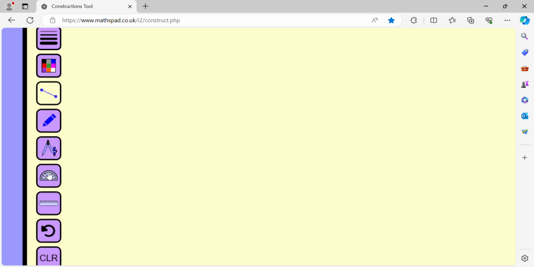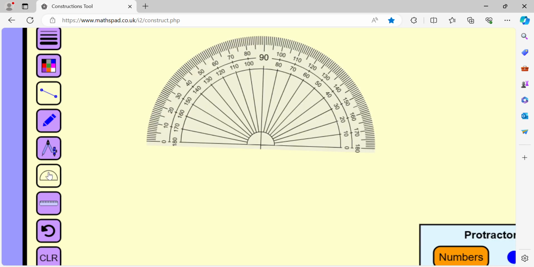Let us draw a regular hexagon using our protractor. So we have a protractor and we draw a line segment. Then draw an angle that measures 60 degrees.